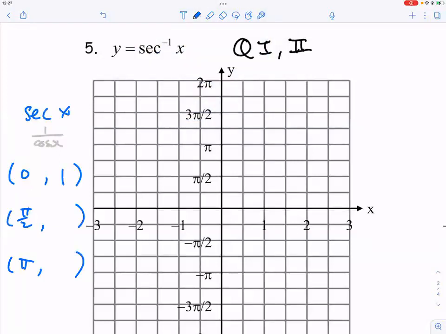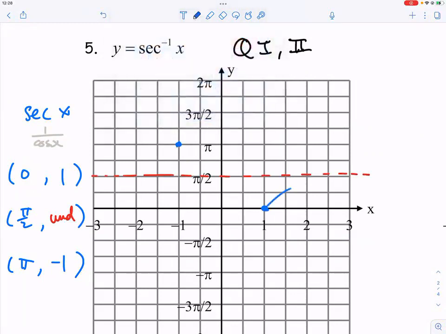Cosine of 0 is 1. So you have 0, comma 1. And then cosine of pi over 2 is 0, so 1 over 0 becomes undefined. And then cosine of pi is -1, so 1 over -1 is -1. So that means we have a few points here, and we have one single horizontal asymptote here at pi over 2.